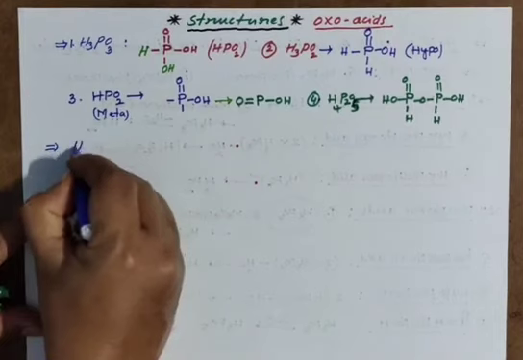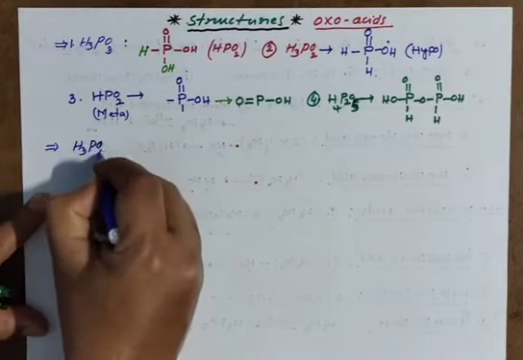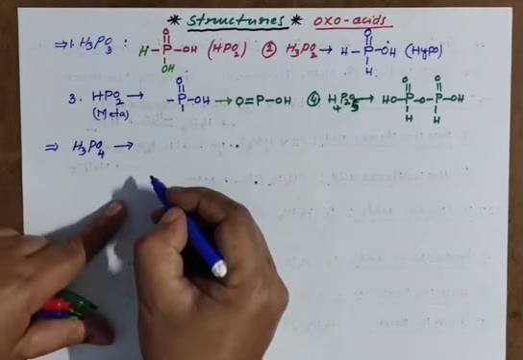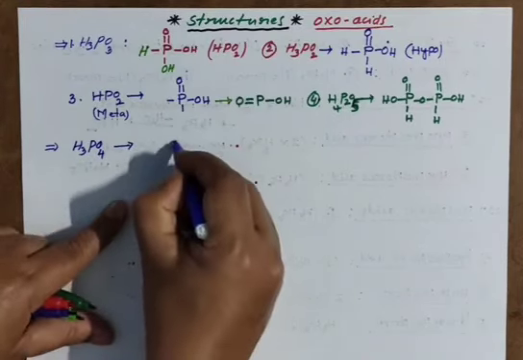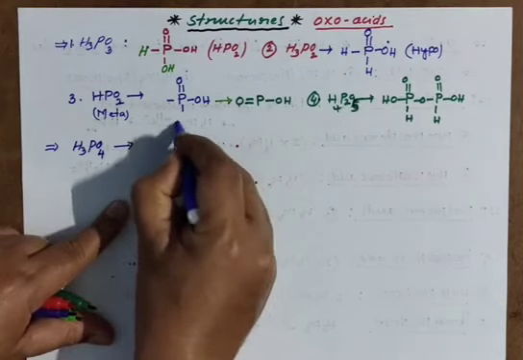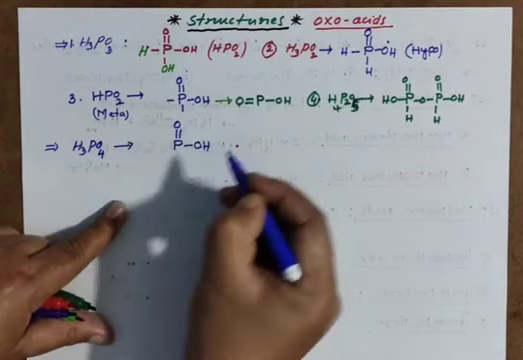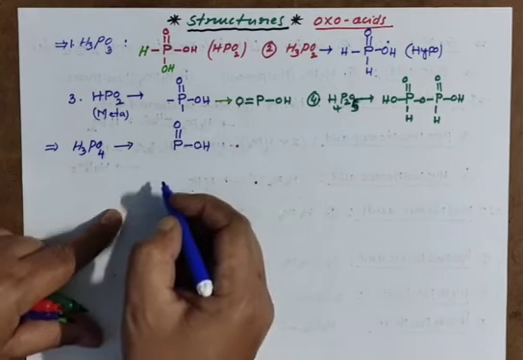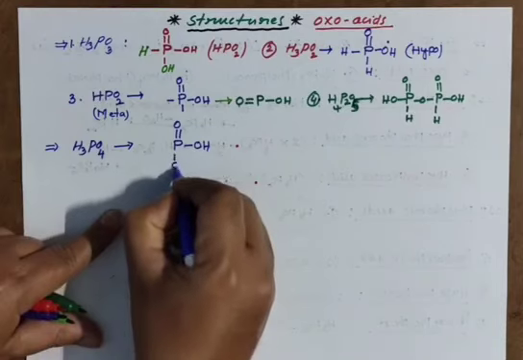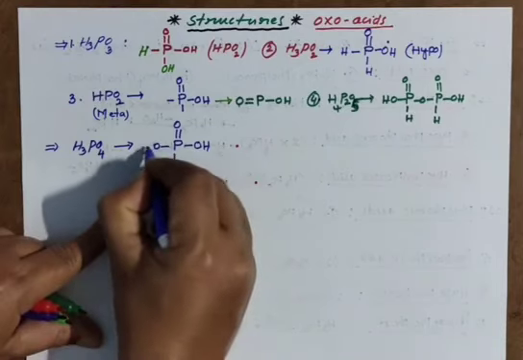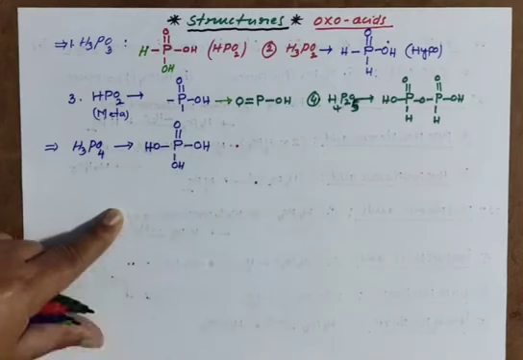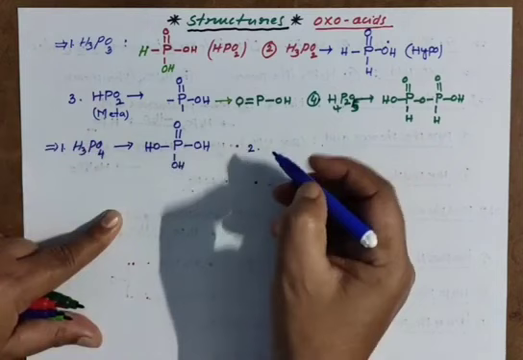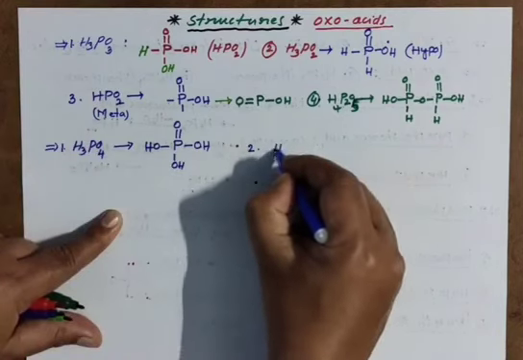Next, phosphoric acid, H3PO4. What did I give for the structure? Basic unit: one double bond O, one OH. Completed. Double bond O, OH, and the remaining: here one OH and here one OH. So this is H3PO4. Next, I am taking H3PO5.